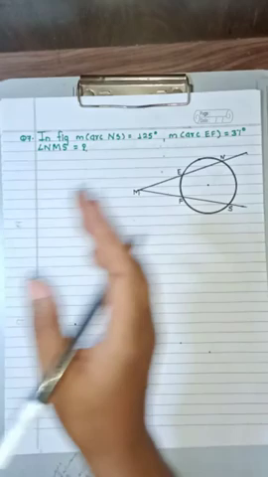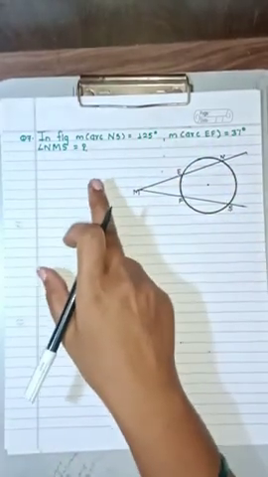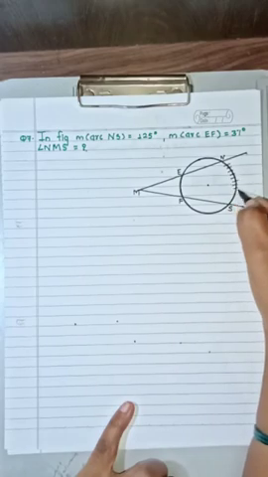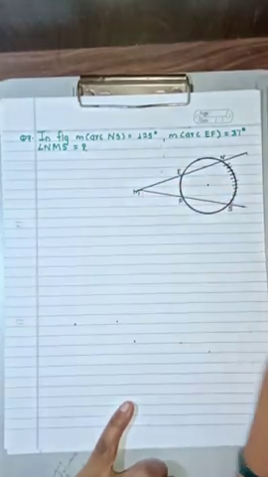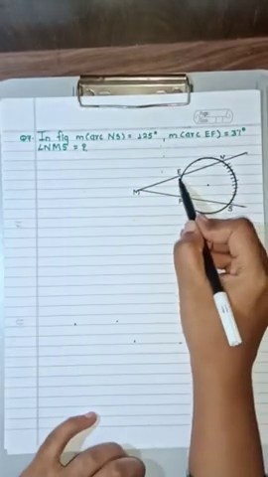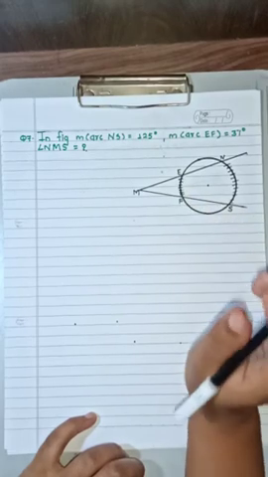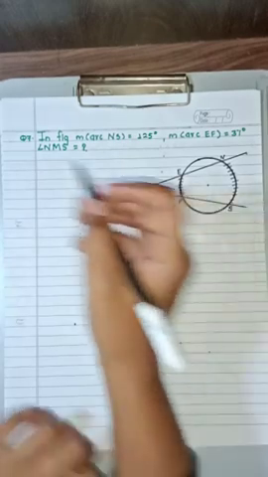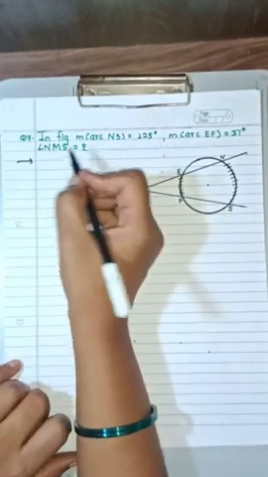Question number 7 is also a very short and easy one. In the figure, they have given you arc NS. You can see this arc. The measurement of this arc they have given, that is 125 degrees, and the measurement of arc EF, this arc, is 37 degrees. You have to find the measurement of angle NMS. Okay. So we'll write down the solution.